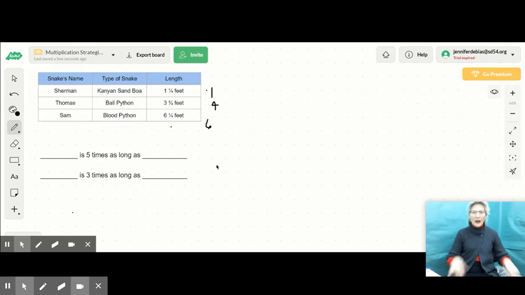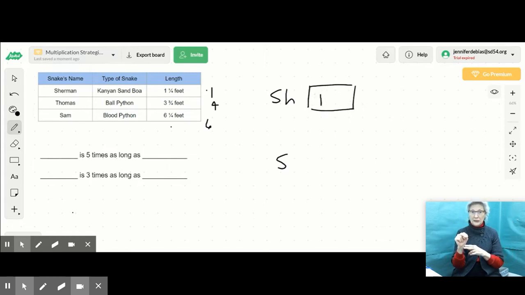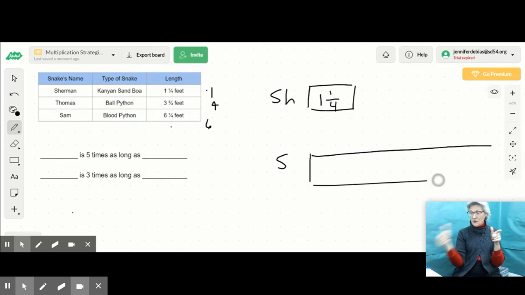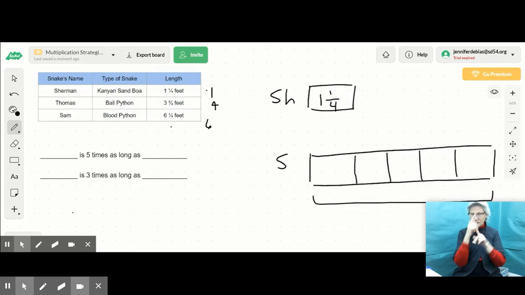So I'm going to do here Sherman. We'll do Sherman, SH, and Sam. I'm going to draw a bar model. So Sherman is 1 1/4 feet. And let's see if Sam is 5 times as long. See if this makes sense. So you don't have to draw the model each time. I'm just doing it as a visual. 1, 2, 3, 4, 5. Okay. So here, we're trying to figure out if that's 5 times as long as that. Maybe. And this we would know the length is 6 1/4 feet. So if this total 6 1/4 feet is 5 times 1 1/4 feet, we have our answer.